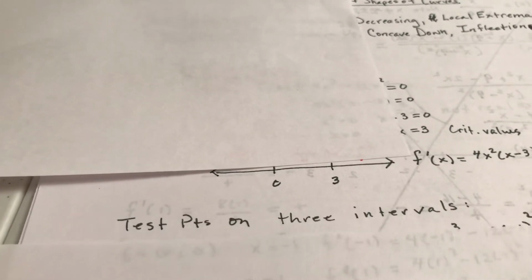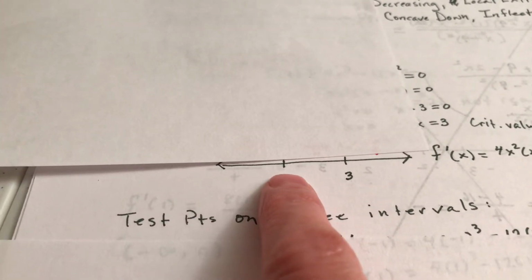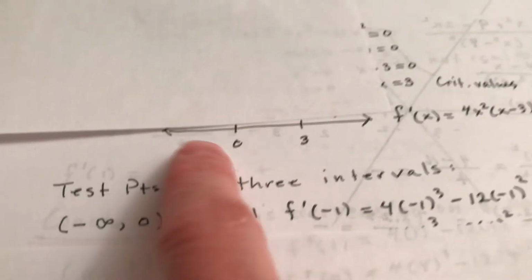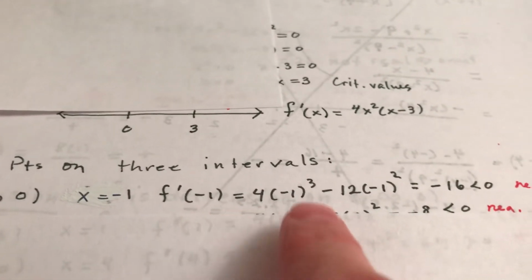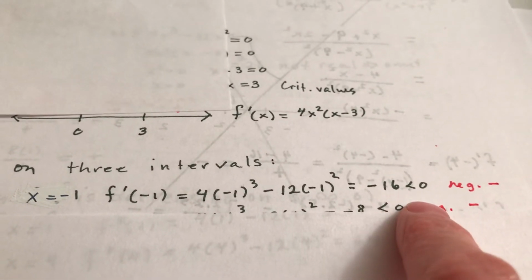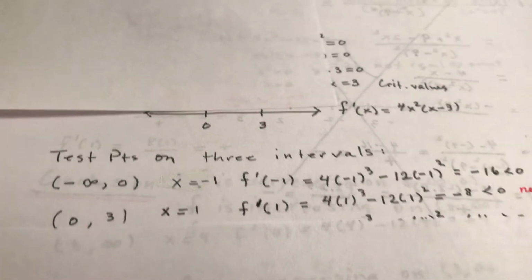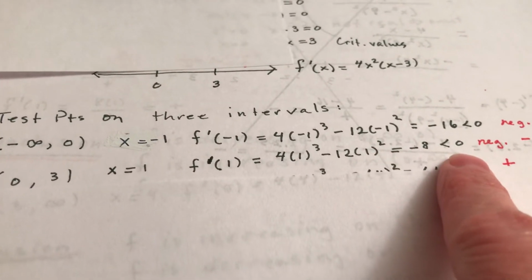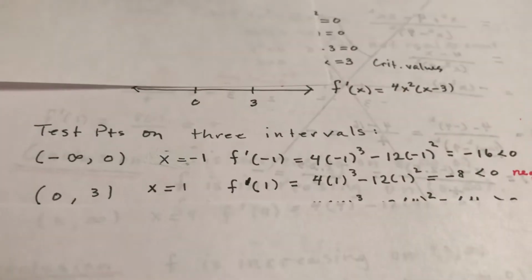So I'm going to test points on 3 intervals. Those 3 intervals are this one from negative infinity to 0, 0 to 3, 3 to infinity. So I'm looking at negative infinity to 0. I just pick anything. I picked x equal negative 1, substituted in the derivative, and I got negative 16, which means it's less than 0, and that's negative. And then I test a point from 0 to 3. So I tested x equal 1. When I did that, I got negative 8, and that's less than 0. Then the last one, something from 3 to infinity. I picked 4 most likely.